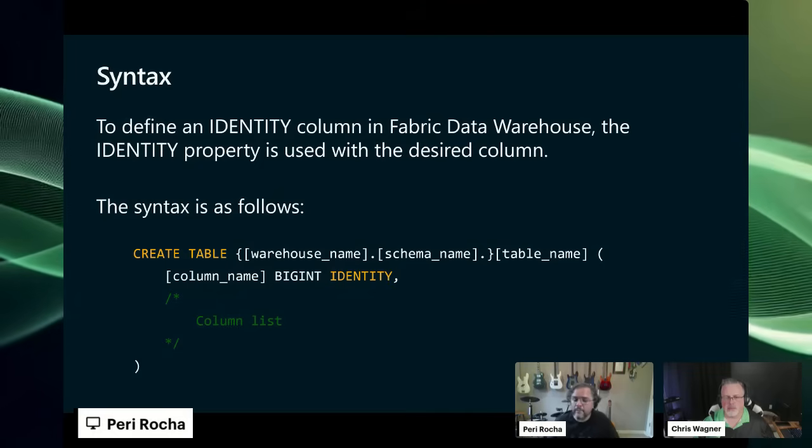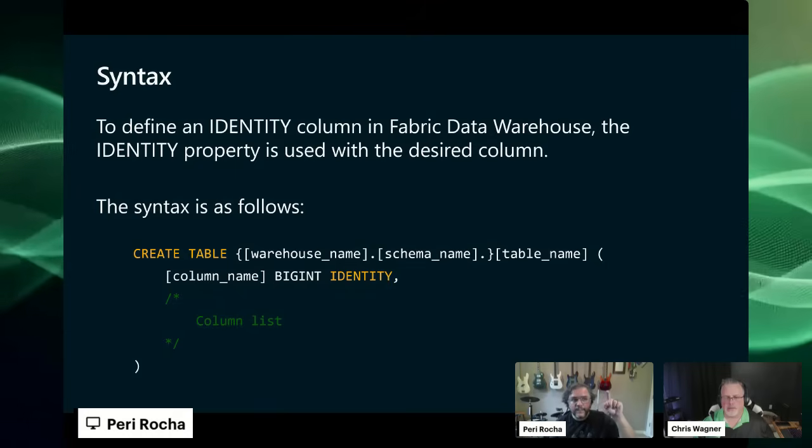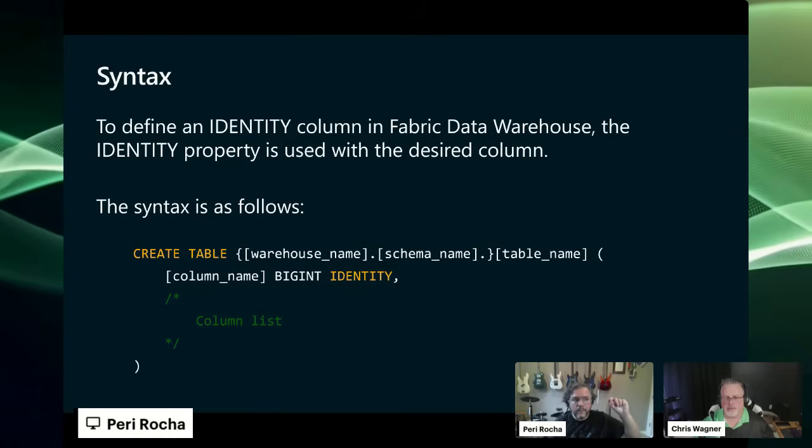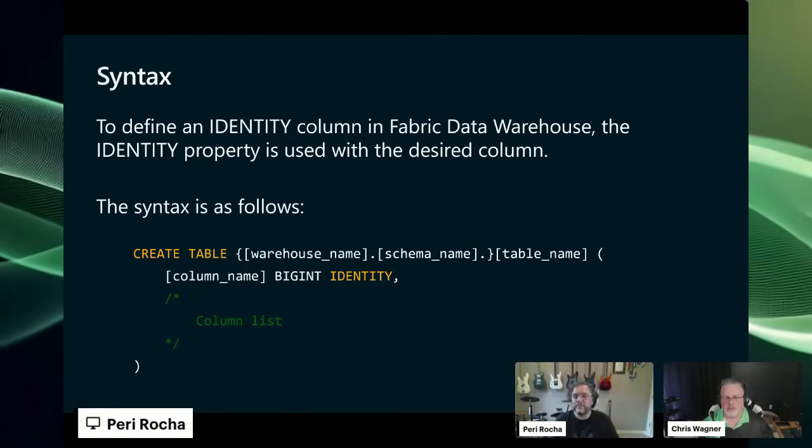But also, if you're familiar with SQL Server, you know that T-SQL has the identity one and one syntax where you define the seed and increment. Of course, the numbers don't have to be one and one. You can have your own number. We do not support the seed and increment in Fabric DW. There's a good reason for that, and I'll explain everything in a moment.